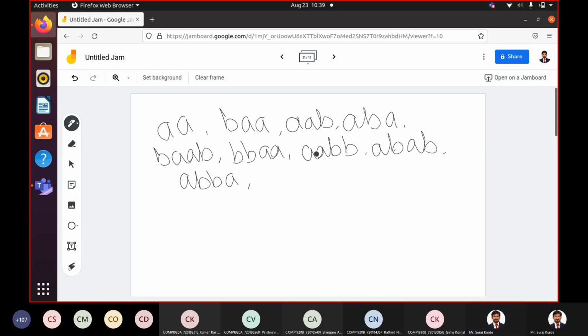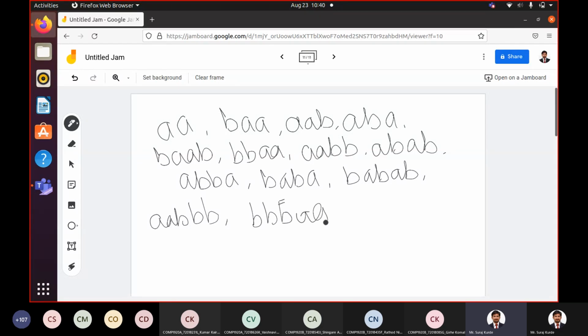Or I can have B, A, B, A. One more. So these are the possibilities of how B can be part of the string where A and B are the two alphabets, and B is repeated a number of times. Now this is for 2 times B. If it is 3 times, then B, A, B, A, B. It can be A, 3 times B, or at the start B, B, B, A, like this. So any combination is possible.